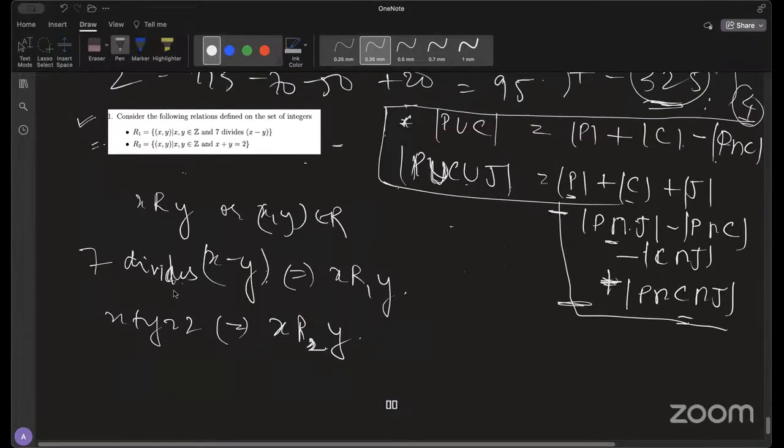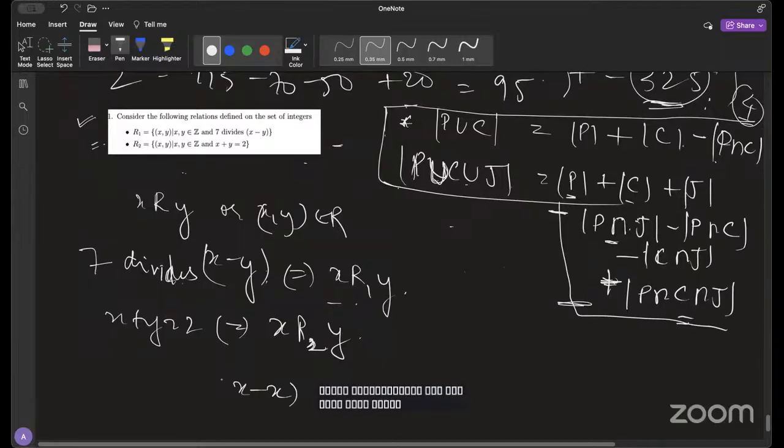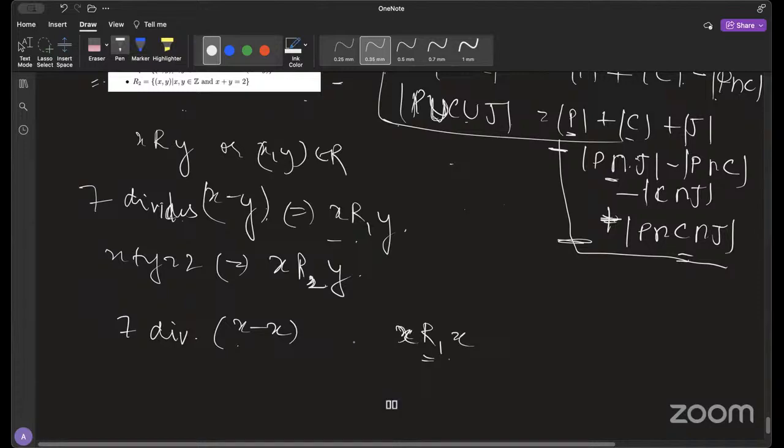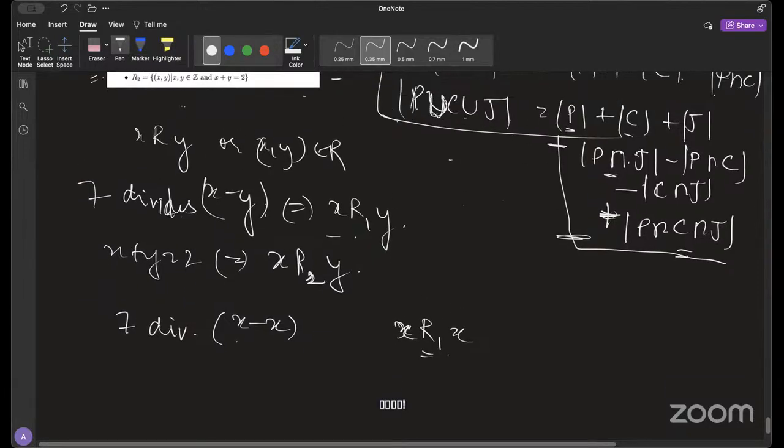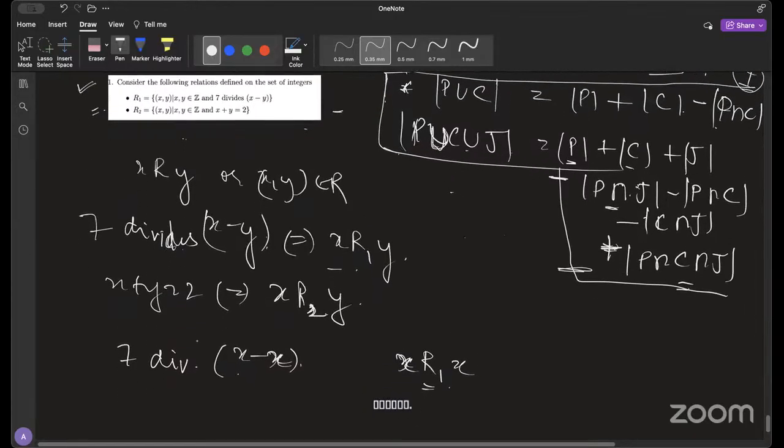So first is reflexivity. For this one, if you take X minus X, then 7 divides X minus X, which is 0, which means every element is related to itself under this R1 relation. If there's any doubt in any part, you can just unmute yourself and ask. Else I'm assuming that it's clear. Ma'am, please repeat.